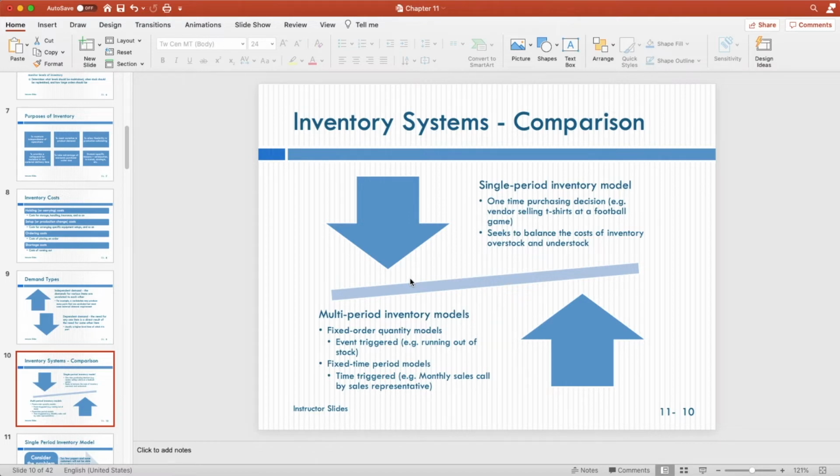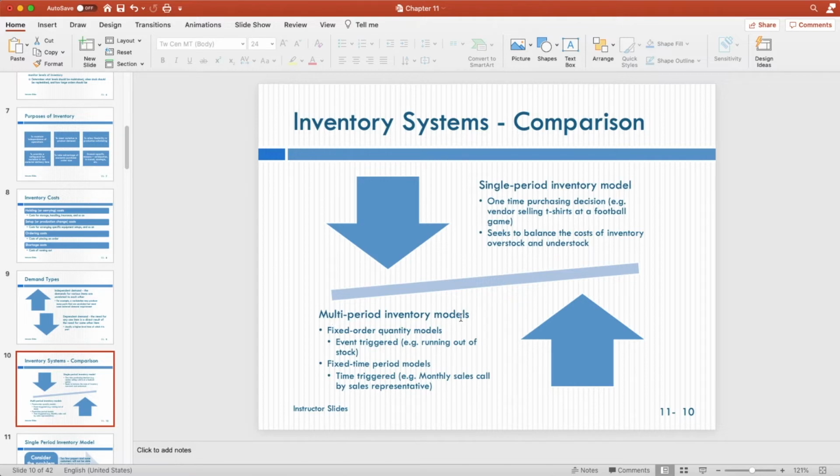Now let's move back to the inventory system methods. I already gave you a good sense of the key difference between the single period inventory model and the multi-period inventory model. If your order decision is once, and you only need to care about a one-time inventory order decision, this corresponds to the single period inventory model. But if you have to care about multiple order decisions, this corresponds to multi-period inventory models.